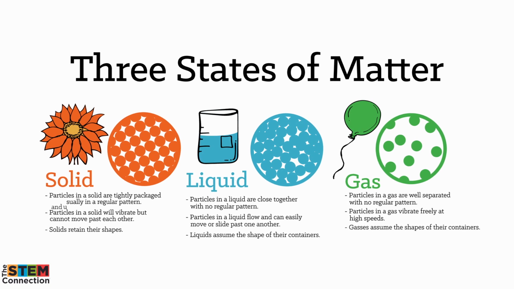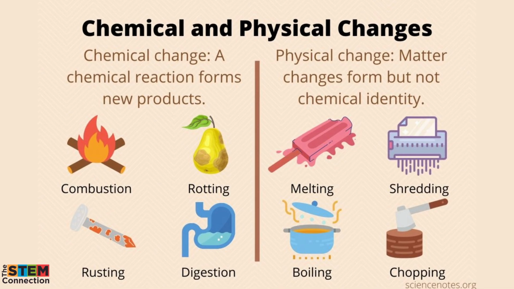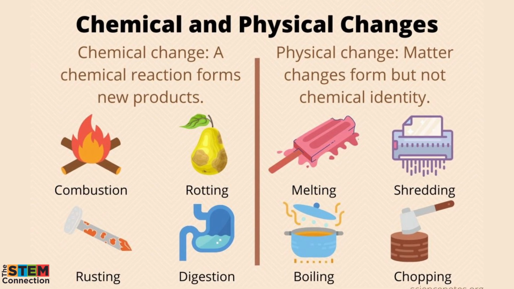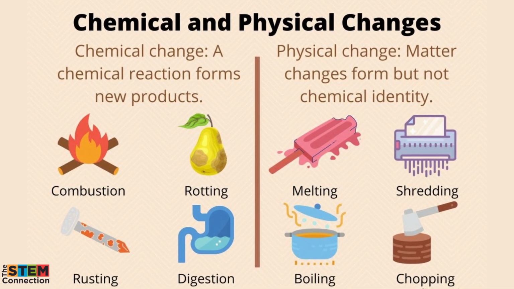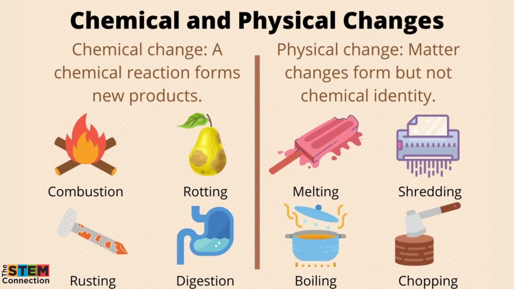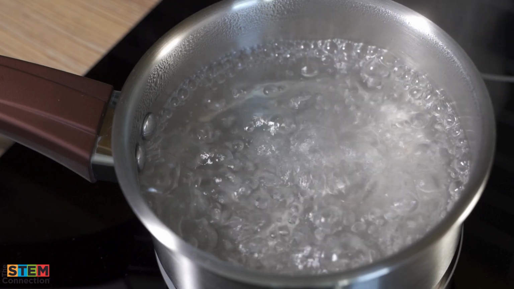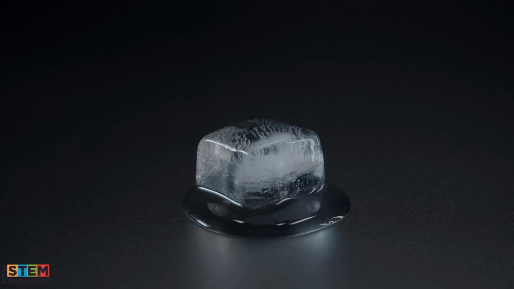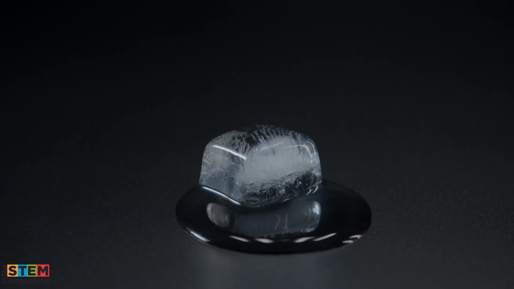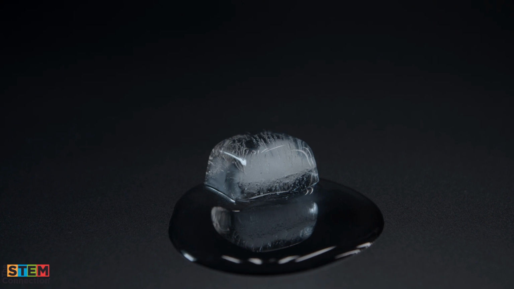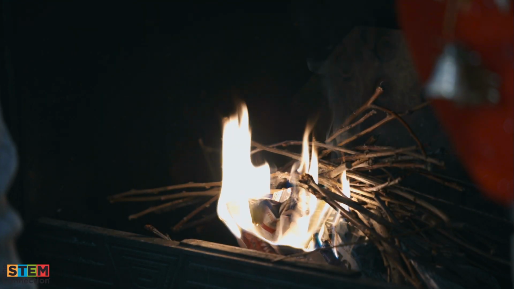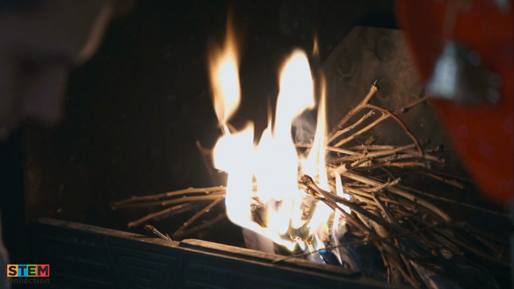Sometimes matter can change. A physical change is a change in a physical property of matter that doesn't change its chemical properties. In other words, the matter stays the same kind of matter, but it may look or feel different, like if you cut something in half or when an ice cube melts into water. A chemical change occurs whenever matter changes into an entirely different substance with different chemical properties.